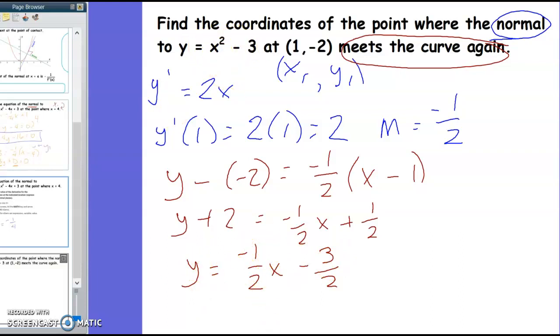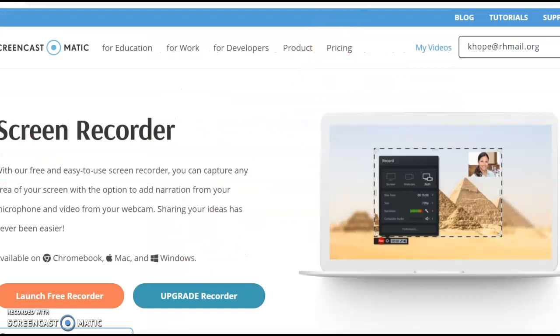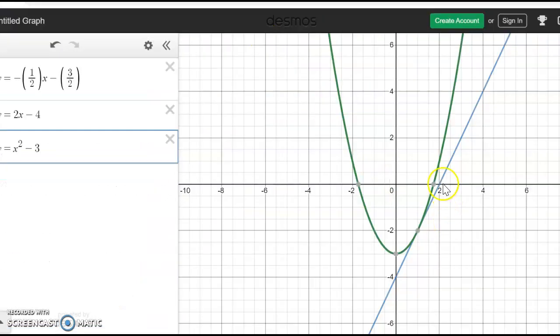Okay, so I have put something up in Desmos here for us. All right, and you can see there is x squared minus 3. That's the green one. There's the tangent line. You can see it touches the curve in that one point, and the point is 1, negative 2, just like it asked us in the directions.